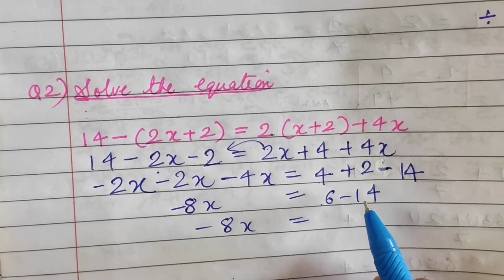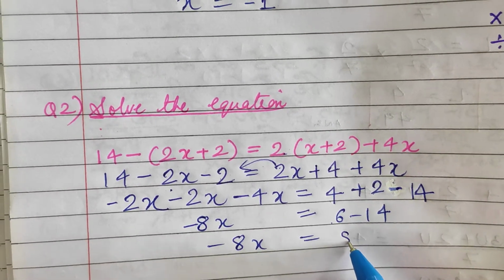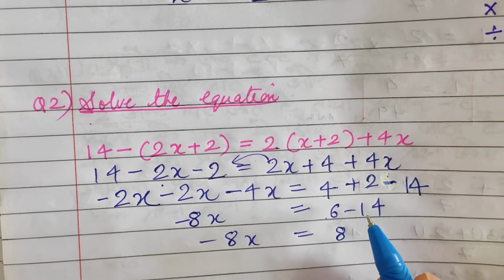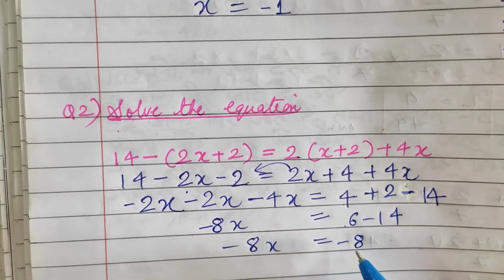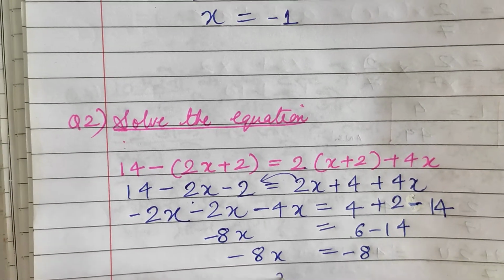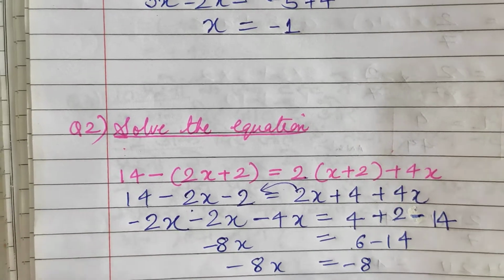So subtract it. 14 minus 6, 8. And always we have to put the sign of the bigger number, the greater number. So minus 8. Now we have to find the value of x. We have to solve for x.